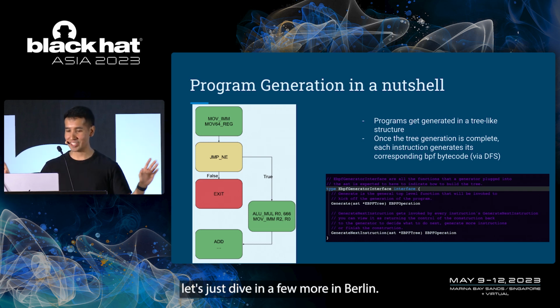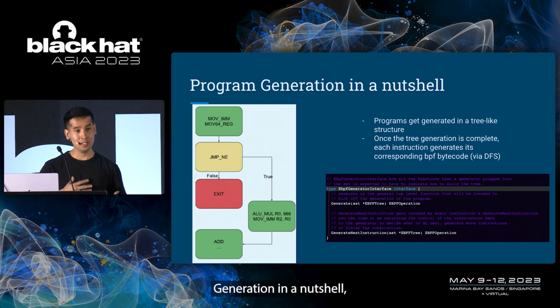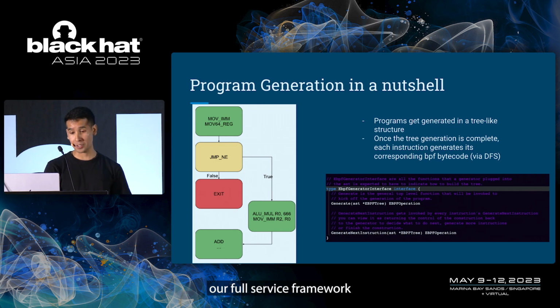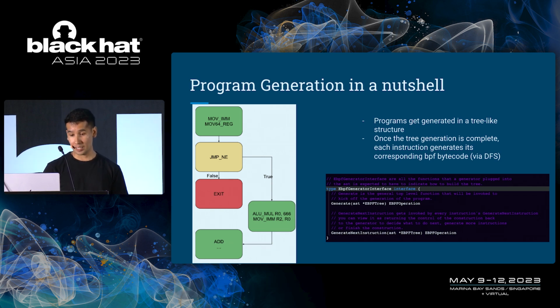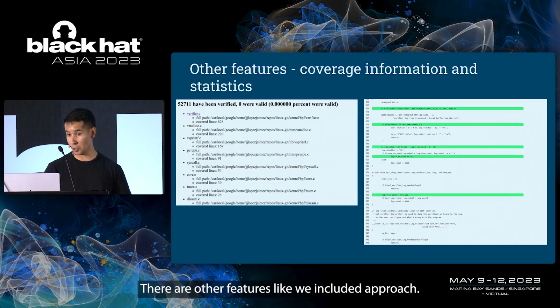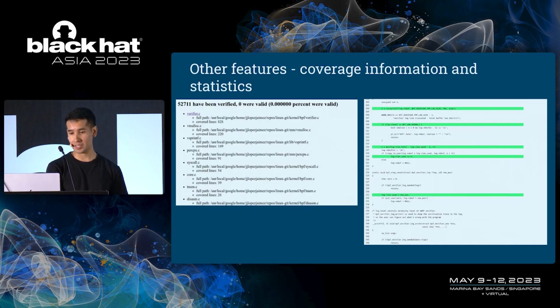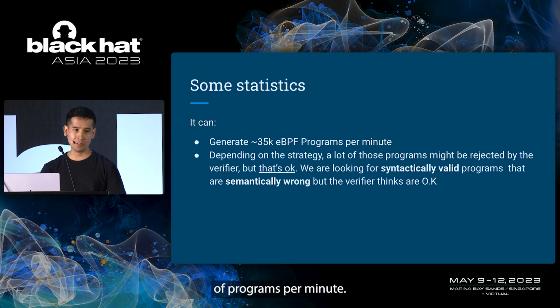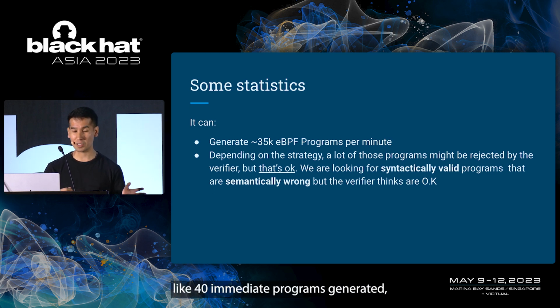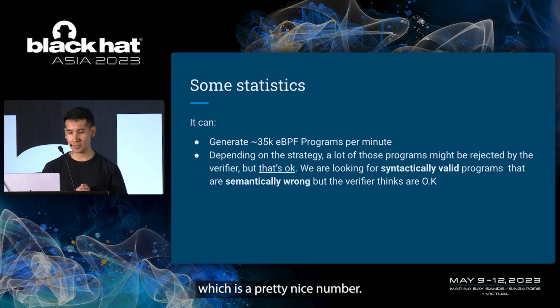Let's dive a little bit more into program generation. In a nutshell, our fuzzer framework can generate programs in a tree-like structure, and there is an interface that people can grab and use to implement their own fuzzing strategies. There are other features, like we included coverage and also some statistics. It can generate around 35K eBPF programs per minute. For example, I've been running an instance of this fuzzer since last week, and I think right now we're around 40 million programs generated, which is a pretty nice number.